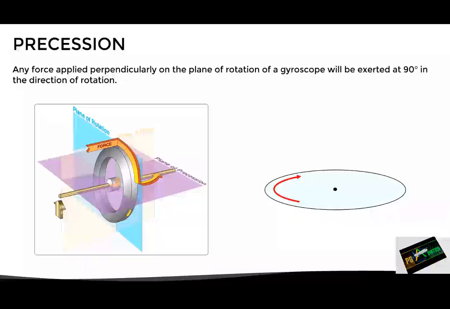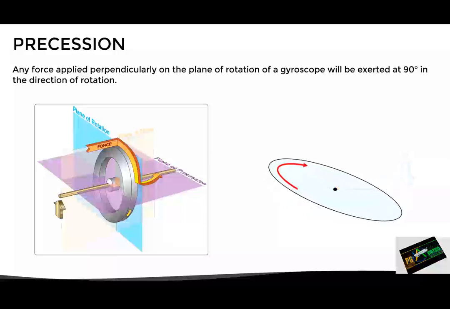On the right side we have a rotating disc, which will represent the gyro. Now, let's suppose we apply a force at this point. According to the precession effect, this force will actually be exerted 90 degrees in the direction of rotation, at this other point, which will cause the disc to tilt in this way.